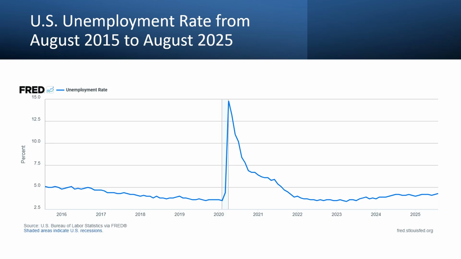So this is the latest statistics from the U.S. unemployment rate from August 2015 to August 2025. And so I just want to point out a few things on here. The typical unemployment rate, I guess you might say the standard, is 4%. 4% has been benchmarked as like a decent unemployment rate.